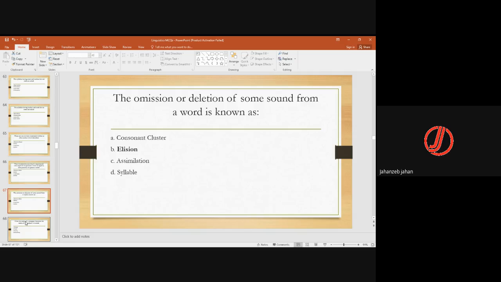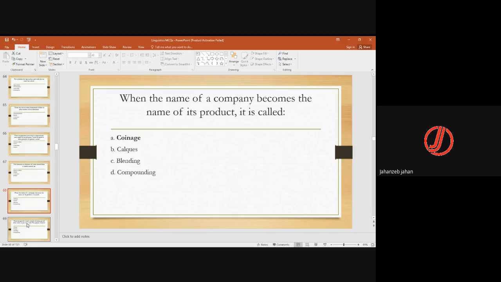The omission or deletion of some sound from a word is known as elision. When we drop a sound, that is elision, like handkerchief and handsome. When the name of a company becomes the name of its product, it is called coinage. When a word becomes so famous that it becomes a part of the language because of its popularity, that is coinage, a new word has come.